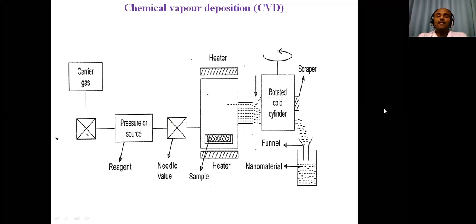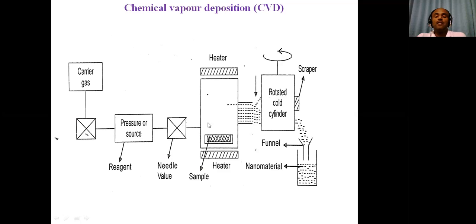Now this is a schematic diagram used to denote this chemical vapor deposition method. The first component is the carrier gas. Carrier gas carries this reagent along with itself into the reaction chamber, or we can call it the heating chamber. In this heating chamber, the sample is placed. This sample or the precursor reacts with the reagent and forms a product in this heating chamber.